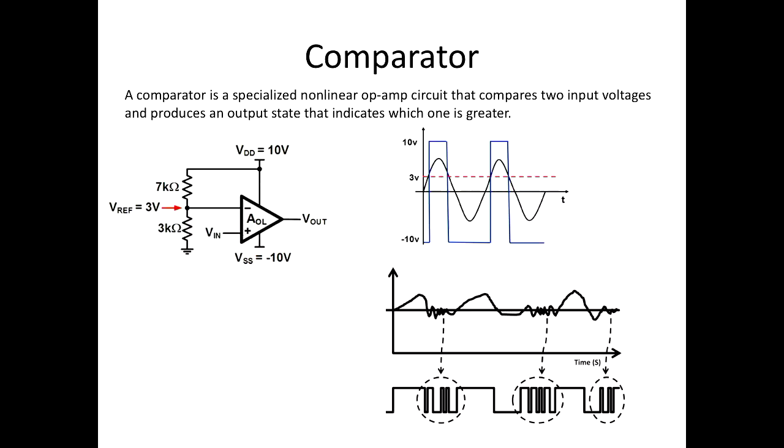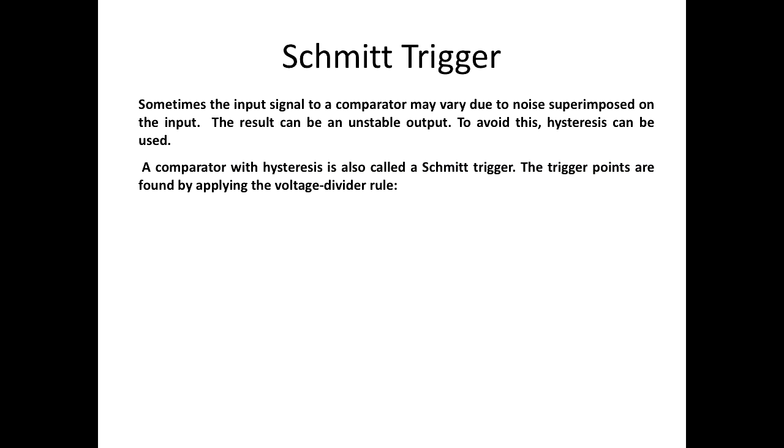Then people started thinking that this is not a good way of making a comparison. Then they came up with the idea called the Schmitt trigger. So you may see in some circuits it's called a Schmitt trigger. The simple definition is, a comparator with a hysteresis is called a Schmitt trigger. So we will study the Schmitt trigger.